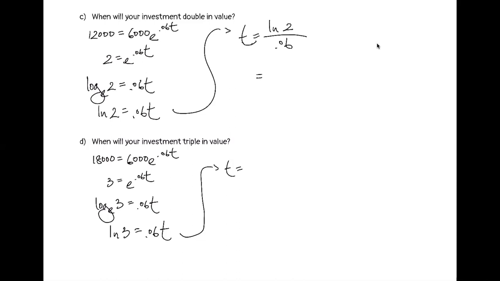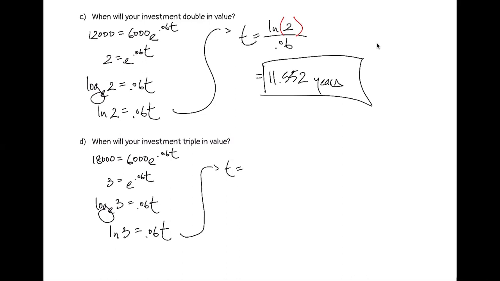So remember, when you type in ln, it's going to open a parentheses. It's your job to close it, or you're going to get the wrong answer. But it should give you 11.552 years. So in this model, your money actually doubles a little bit faster. That's what happens when they calculate interest continuously and not like every year, okay?